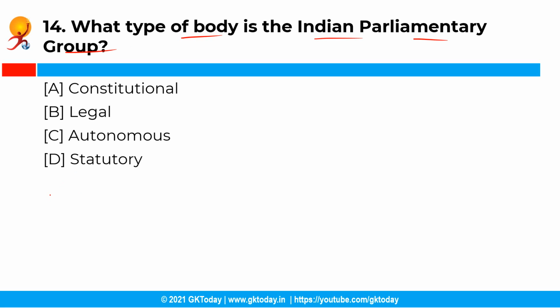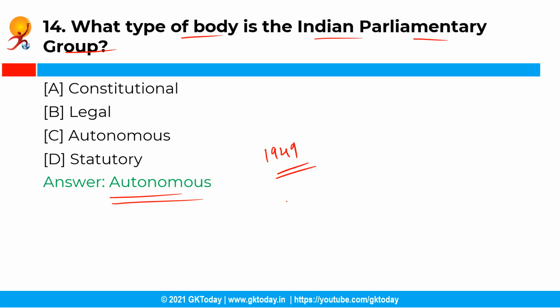Now the next question is, what type of body is the Indian Parliamentary Group? So you have the following options and the correct answer is option C, that is autonomous. So the Indian Parliamentary Group is an autonomous body and it was constituted in the year 1949 in pursuance of a motion that was adopted by the Constituent Assembly. Now the membership of the Indian Parliamentary Group is open to all members of Parliament of India.